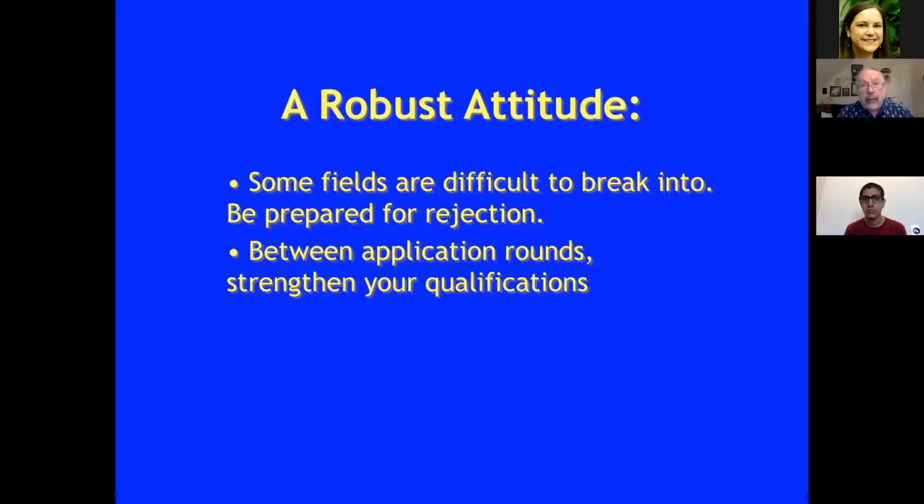It may be coming back here and taking a course on a post-bac basis in order to improve your qualifications. Or it may be developing internships in research laboratories. Any of these things will do, and you be the judge of what's appropriate for your field.